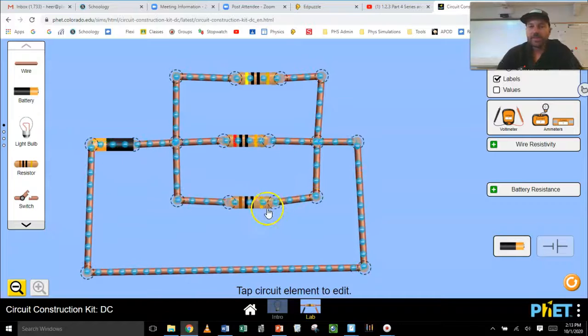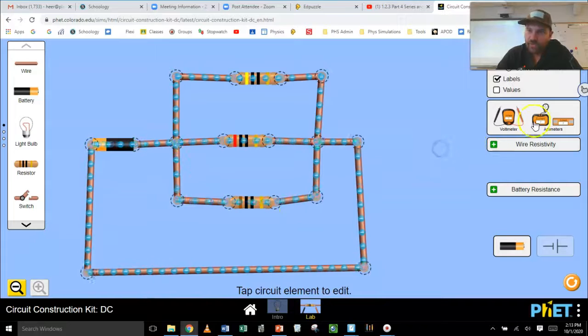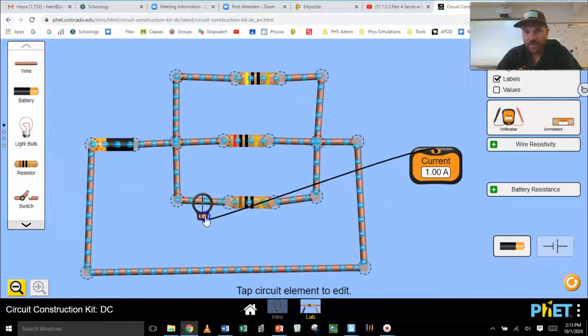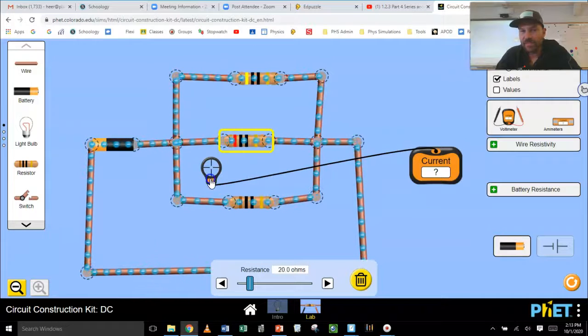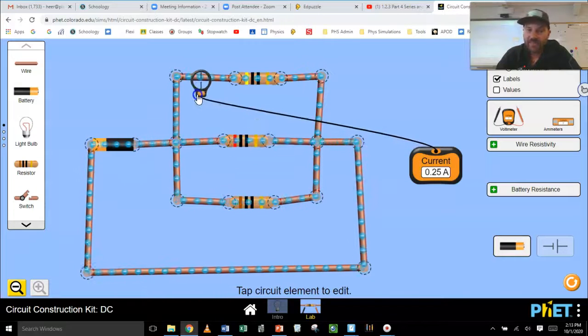Now you can start to see that when I adjust these, different amounts of current are going through each one. I still have that 1 amp going through here. See how it's still 1 amp? Now, this one has twice as much resistance, so check it out. Half as much current is flowing through there. And this one here is half of that, so you're getting 0.25.